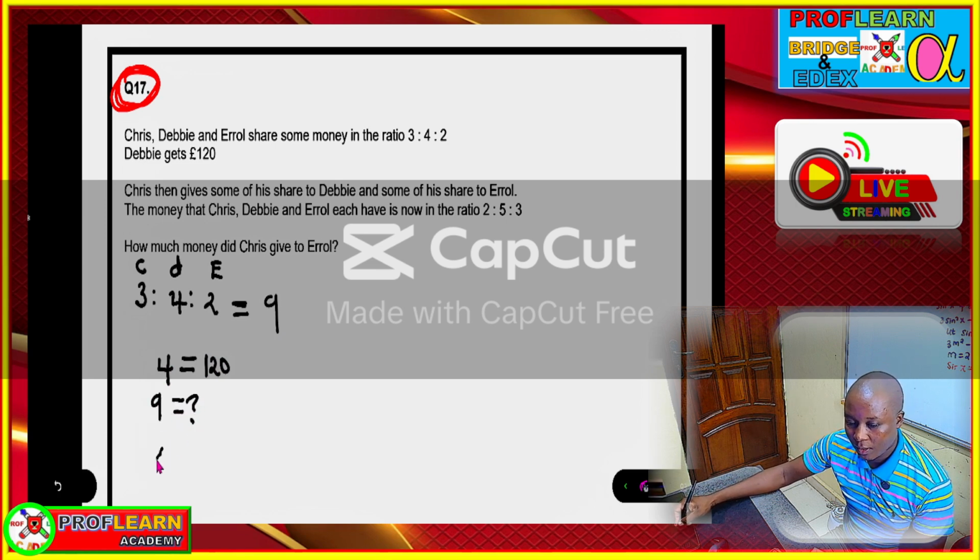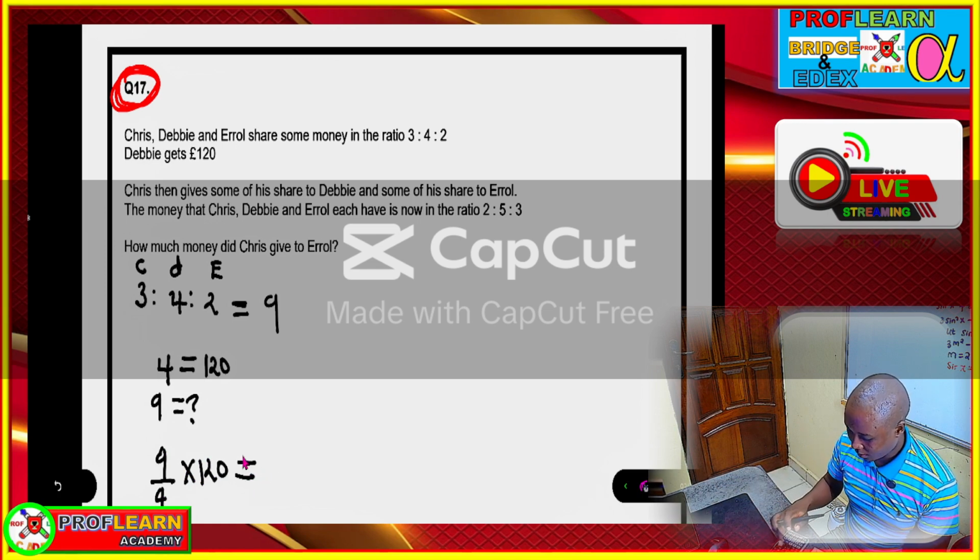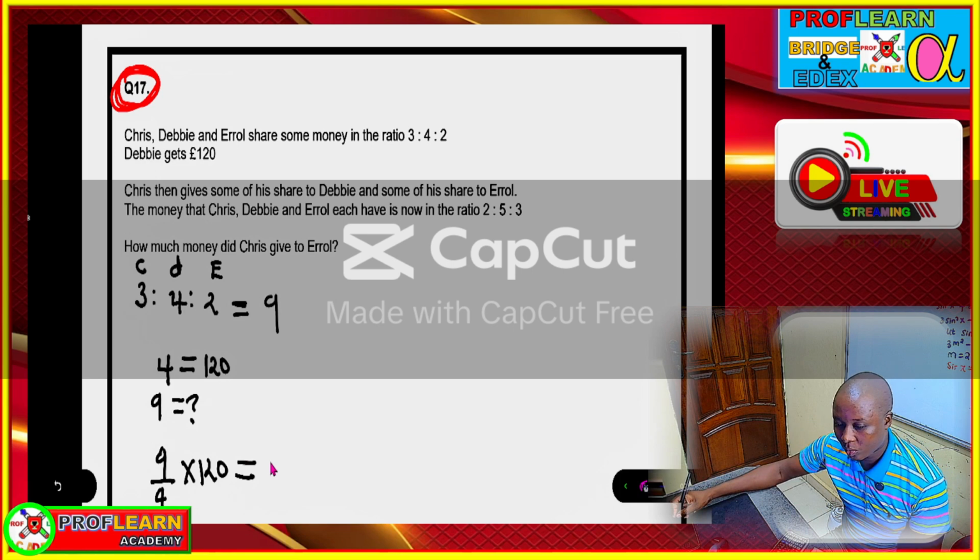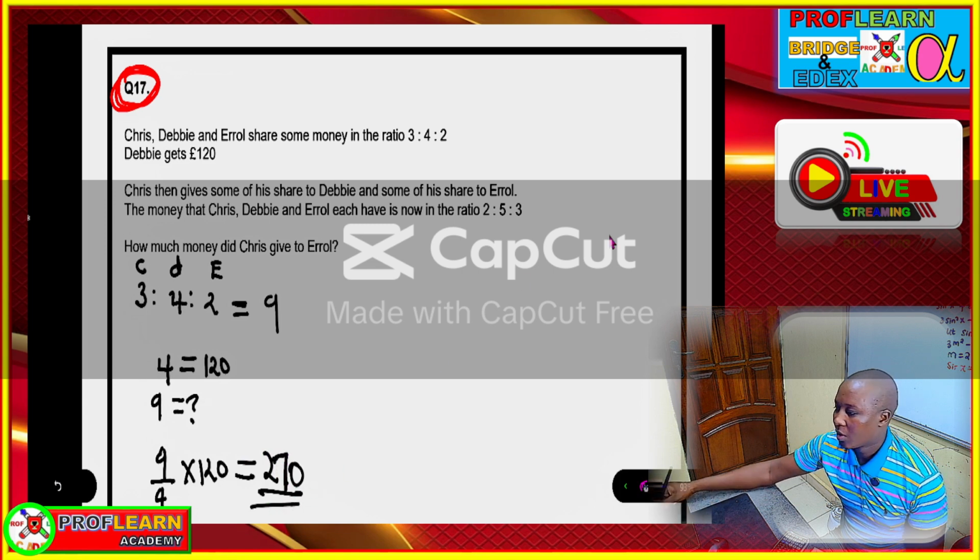So this is going to be 9 over 4 times 120. If we work this out properly, we are going to get 9 times 120 divided by 4, and that's going to translate to 270. So that is the amount that they shared.